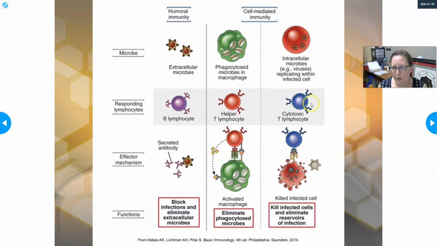Intracellular microbes will trigger cytotoxic T lymphocyte activation, and they will destroy that body cell that's infected with the viruses. How does it know it's infected? Because as that body cell produces the viral particles, it will actually put some of those viral particles in the cell membrane, and that'll identify it as basically being infected.